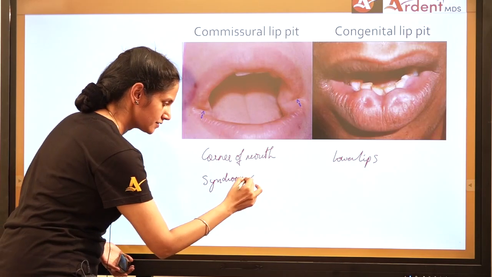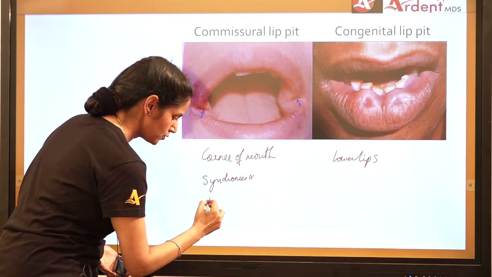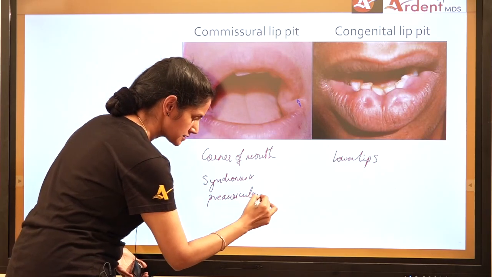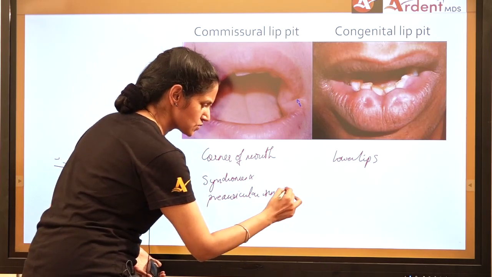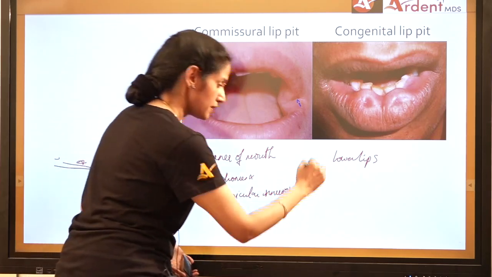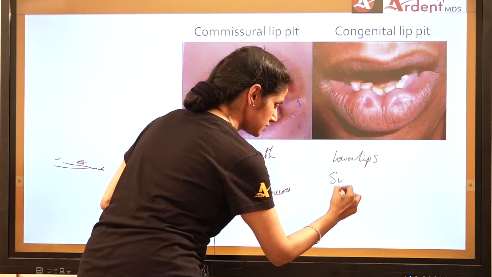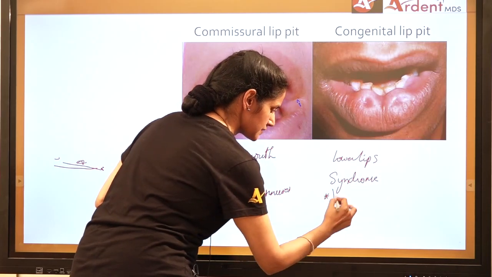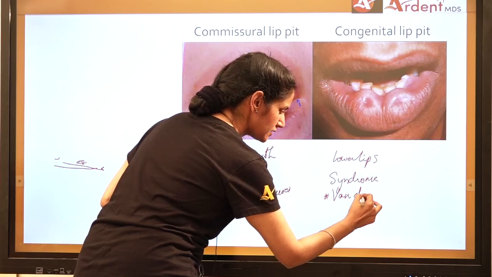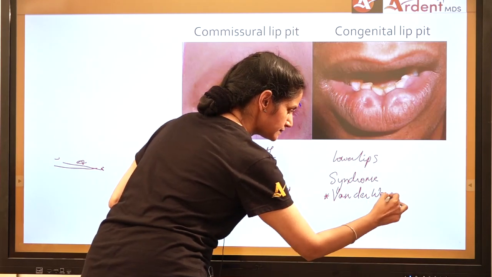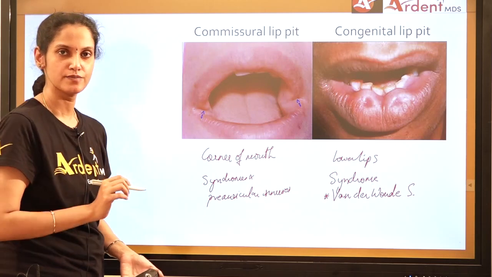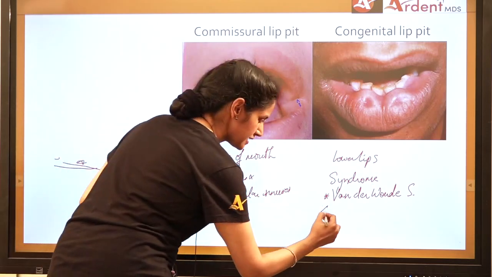But for a few, preauricular sinuses might be associated in a few cases. But here it is associated with what is known as van der Woude syndrome. Van der Woude syndrome is the association of paramedian lip pits with cleft palate.